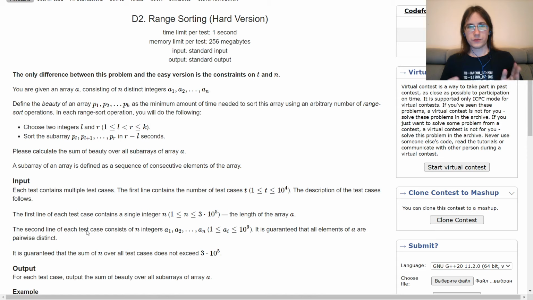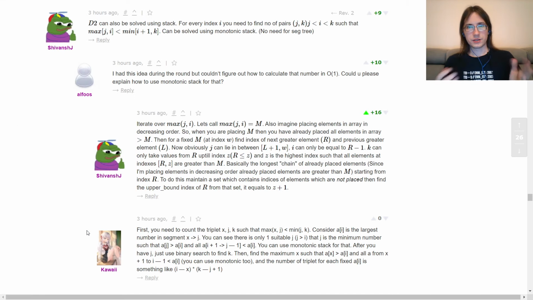The hard version of the problem is exactly the same, but in this case you need to come up with a solution faster than n squared. I will tell the truth, I did not come up with it myself, so I had to look up the comment section, and actually this guy had the best solution, so I'll leave a link to his comment in the description if you would like to go and upvote him. But now I'll just explain his solution in my words.